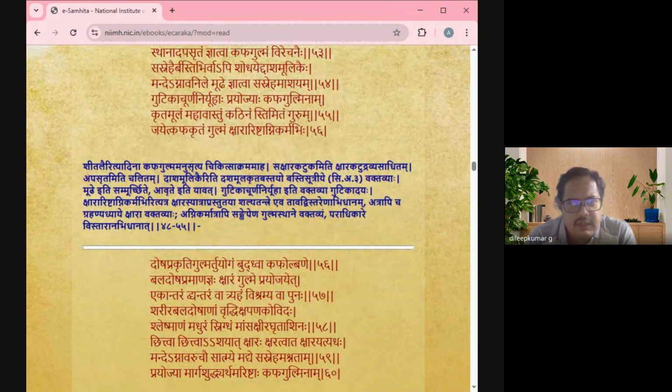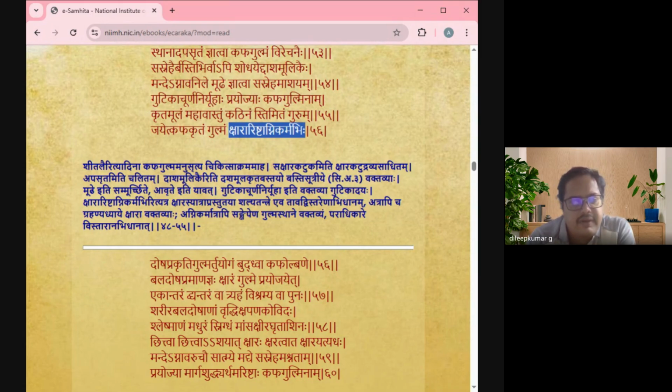Whereas Kafaja Gulma, if it has a pedicle, Kruta Moolam, a root pedicle, Mahavastu, a very large space occupying lesion, Katinam, hard, Stimitam, covered with a wet cloth like capsulated, Gurum: it can be treated by Kshara Karma or Arishta Prayoga, that is, Tikshna Arishtas can be given, or Agni Karma can be given.